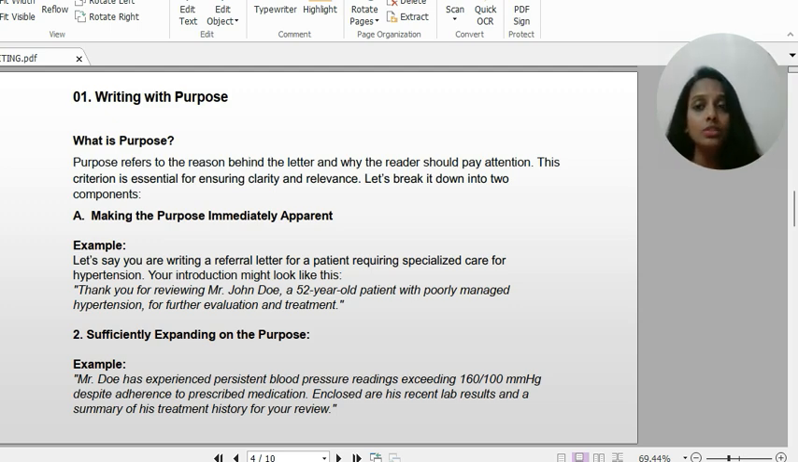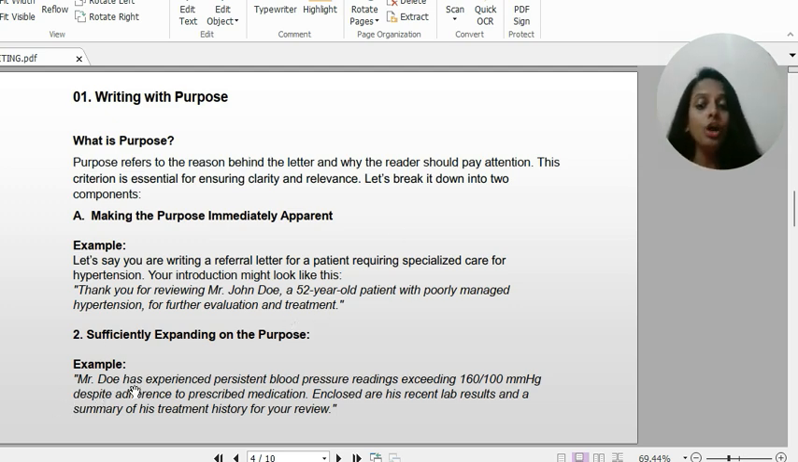And when it comes to the second one, sufficiently expanding on the purpose. Once the purpose is outlined, expand on it in the later part of the letter. Include essential details that help the recipient provide optimal care. This might involve the patient's medical history, recent test results, or specific recommendations.